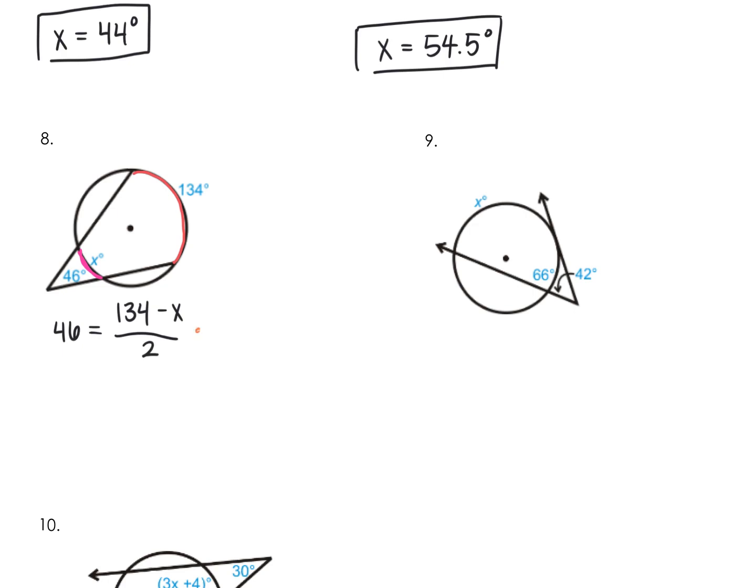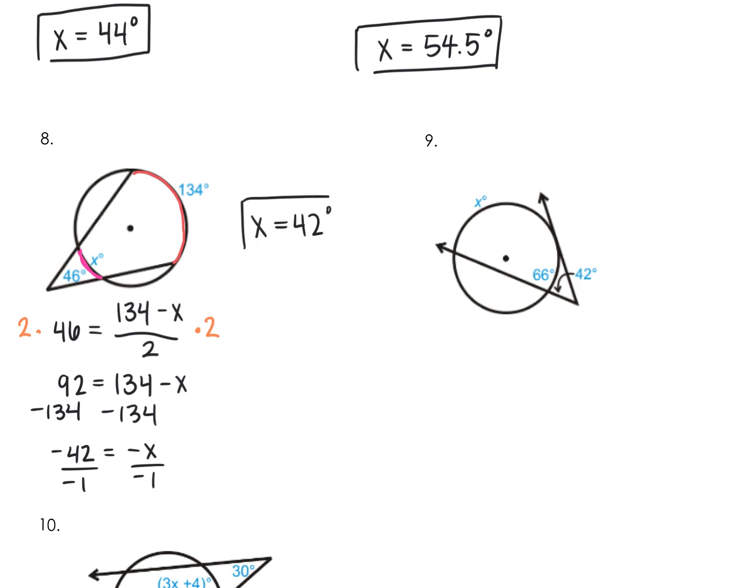So my first step here is going to be to multiply both sides by 2 to get rid of my fraction. 46 times 2 is going to give me 92 equals 134 minus x. Next, we're going to subtract 134. And it's okay here that we're going to get a negative number. You should get a negative number in this case. We get negative 42 equals negative x. So then our last step is to divide both sides by negative 1. So we get x is 42 degrees.